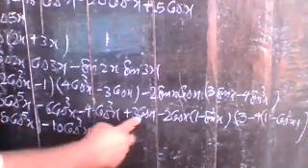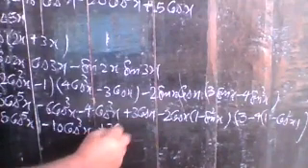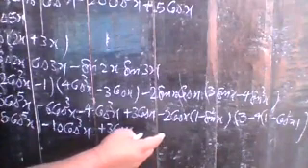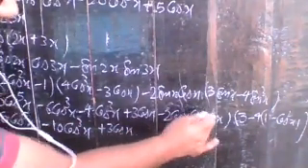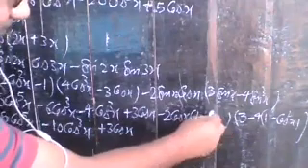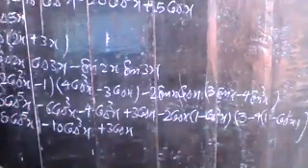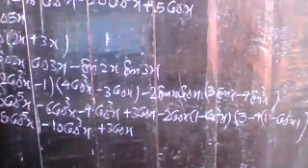And here you have plus 3 cos x. Sorry, 1 minus cos square x. Here you write 1 minus cos square x. Yes, correct it. Here you have 1 minus cos square x.